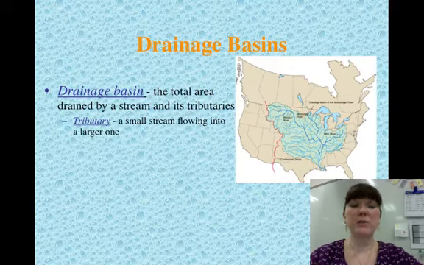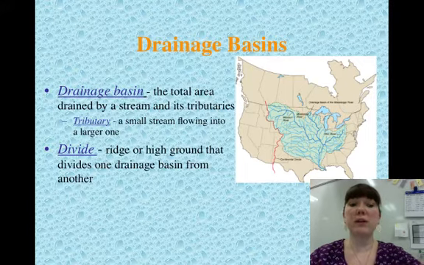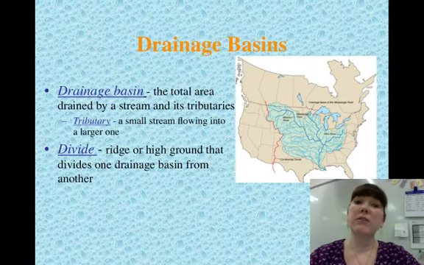Now, the definition for a drainage basin is the total area drained by a stream and its tributaries. And a tributary is a small stream flowing into a larger one. A divide is the ridge or high ground that divides one drainage basin from another. And the continental divide that we see here in red separates the streams that flow into the Pacific from those that flow into the Atlantic and the Gulf of Mexico.